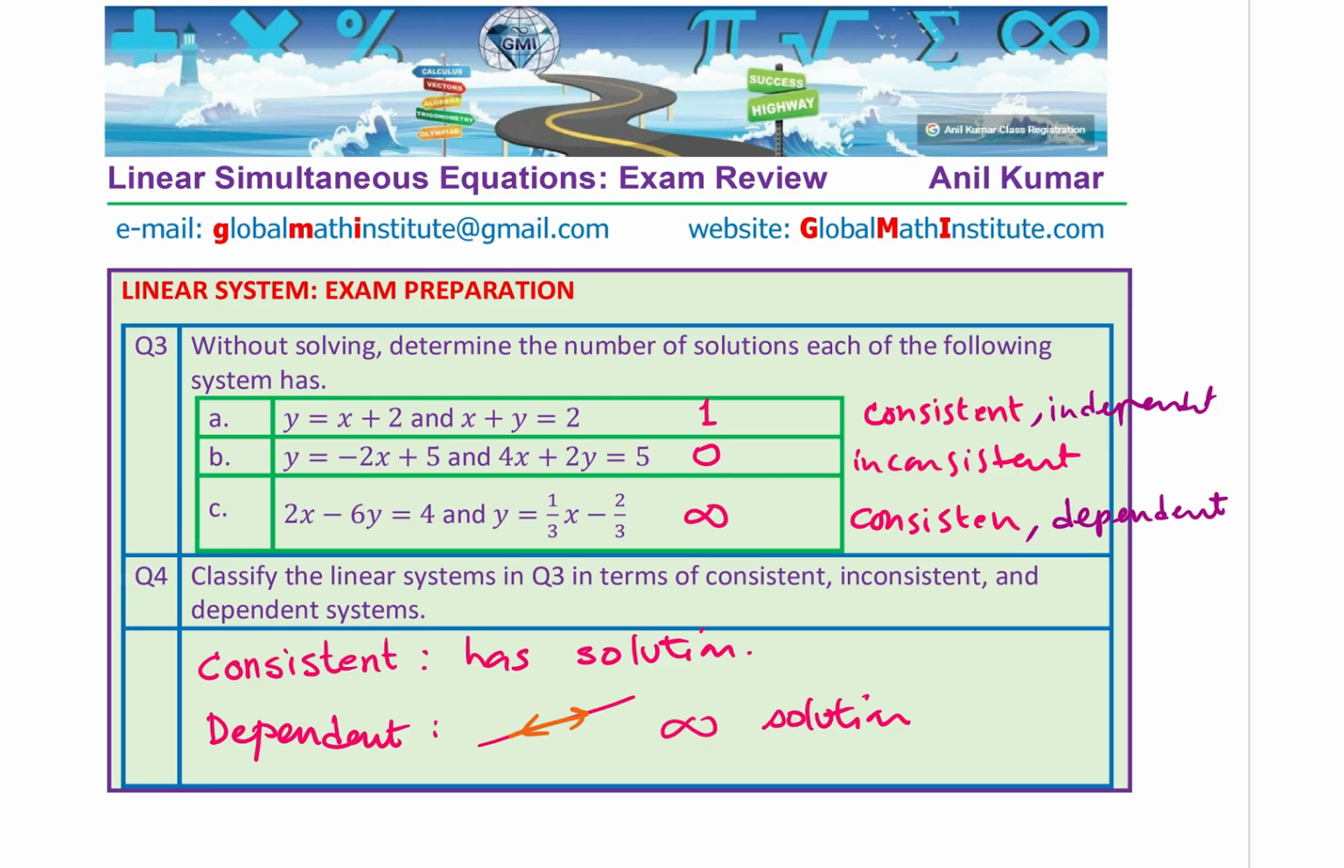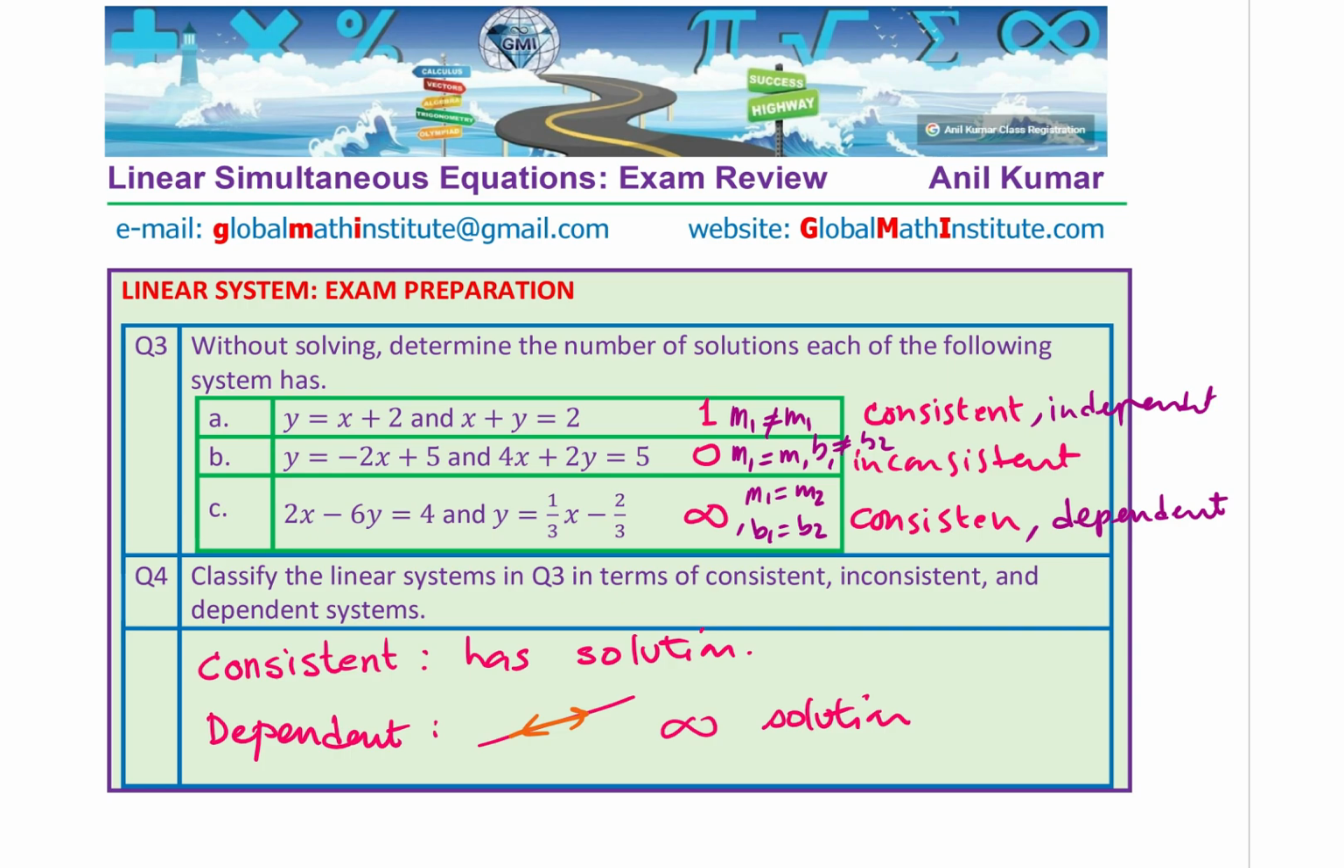So basically, we are looking at slope. If the slope is not equal, then we get one solution. But if the slopes are equal and the y-intercepts are not equal, then we have no solution. But in this case, the slopes are equal and the intercepts are also equal. They are exactly the same lines. Then we get a consistent dependent system. Is that clear to you?